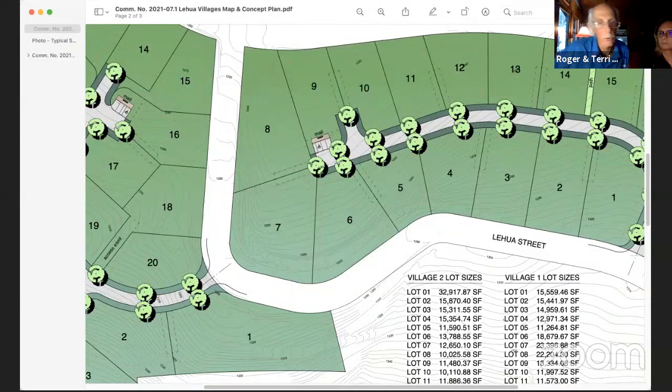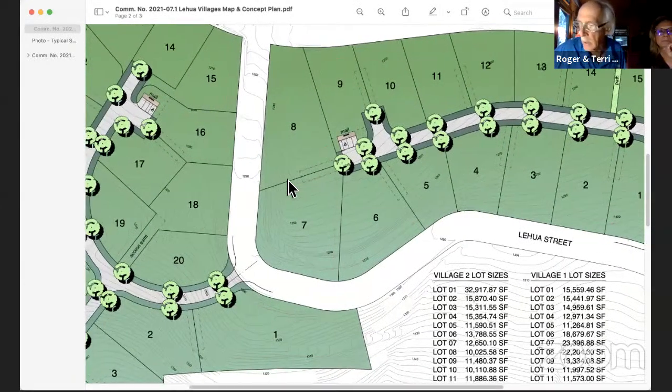Although the county code requires for a project to be 20% affordable product, we want to designate fully 50% of the units in our project as affordable per the Hawaii County Affordable Housing Guidelines. And this would be for all of Village 1. Village 1 is on your right. Lehua Village 2 is on your left on that map, on that master plan.